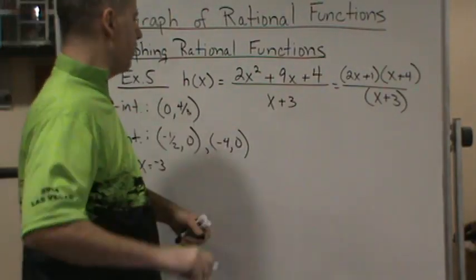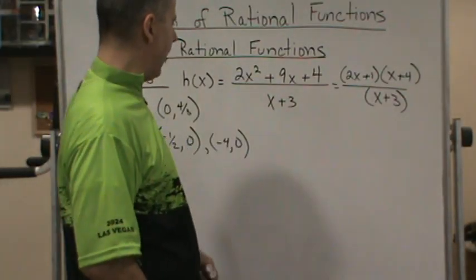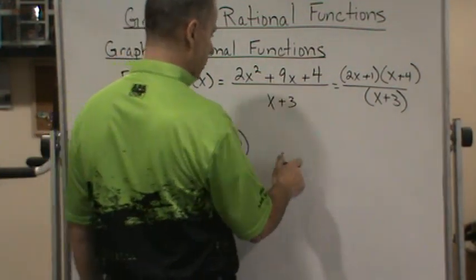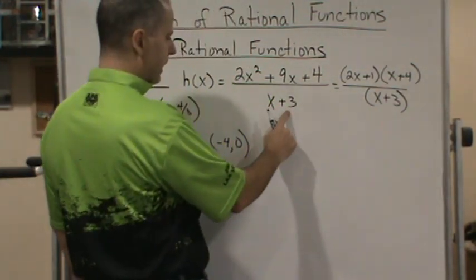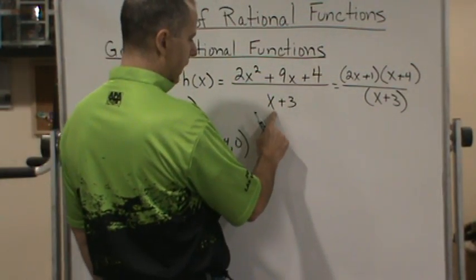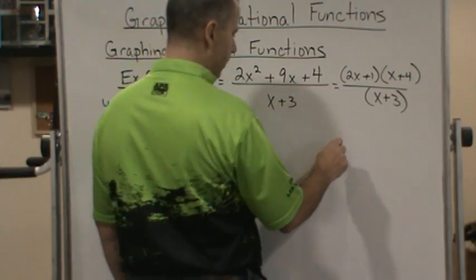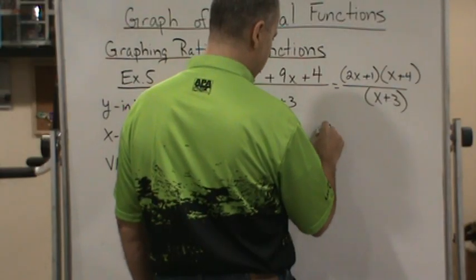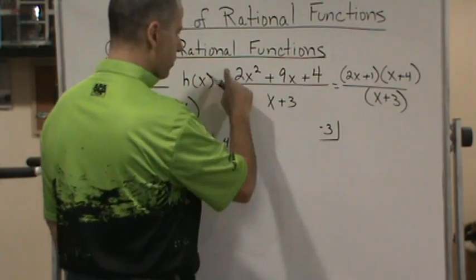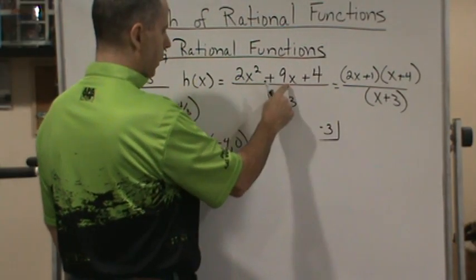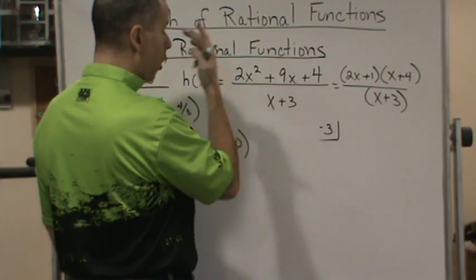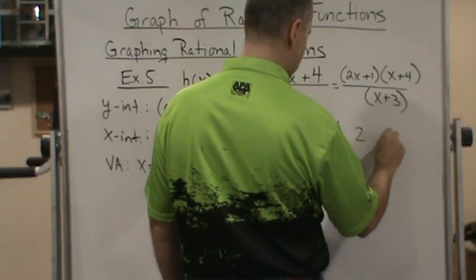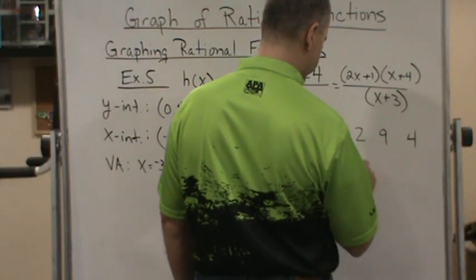And so now what we're going to do is we're going to divide, and in this case I'm going to use synthetic division to find the quotient, right? So in this case here it's negative 3. Remember, it's always x minus c. So negative 3 is my c value. So if I use negative 3, now I'm going to use the coefficients here, 2, 9, and 4. There's no missing terms, so it's just going to be 2, 9, and 4.